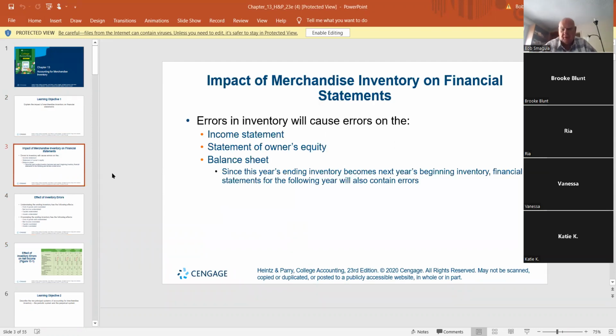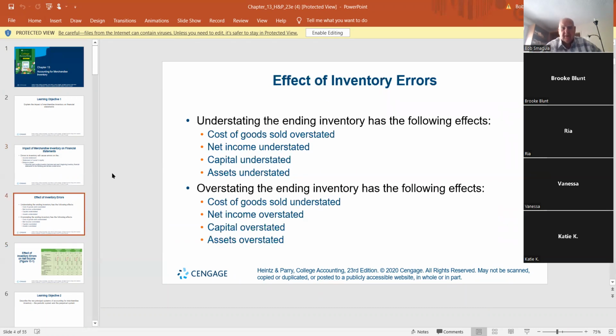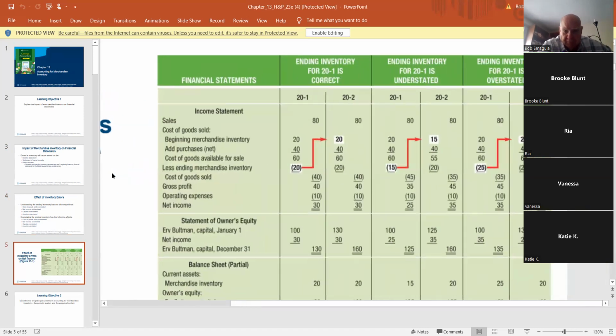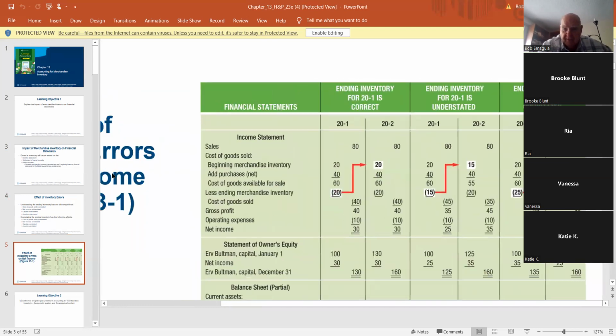This is kind of what I was just starting with here. If you over or undercount the inventory, it's going to screw up all your financial statements, okay? Counting the inventory, important, any mistakes will impact you favorably, if you will, or unfavorably. And understating the inventory, you're throwing out inventory as far as your system goes, so your net income is understated. Undercount, net income understated. Overcount, your net income is going to be overstated.